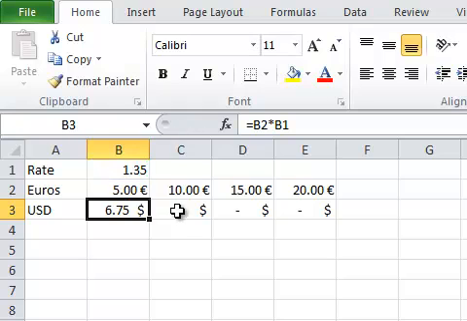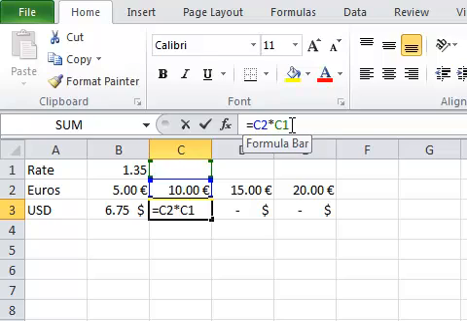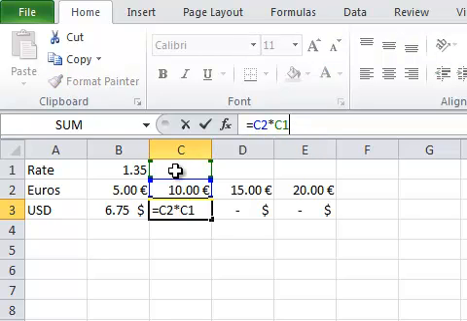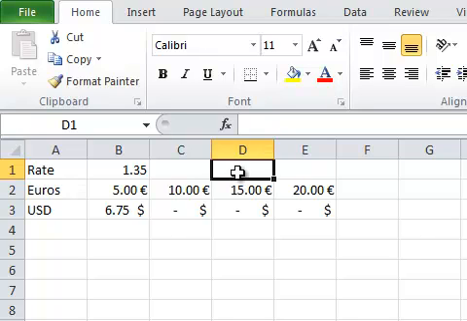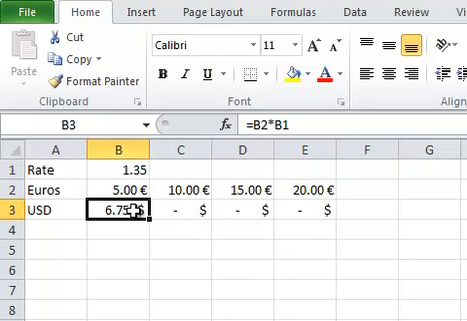But if I go into C3, there you go, C2 multiplied by C1. But there's nothing in C1. Just to make sure, let's go to D3. Same thing, D2 multiplied by D1, but there is nothing in D1. The exchange rate is in B1. So that's why it's multiplying 10 or 15 or 20 by 0. And that's why we're not getting any values. So we need to change this formula to make it work.